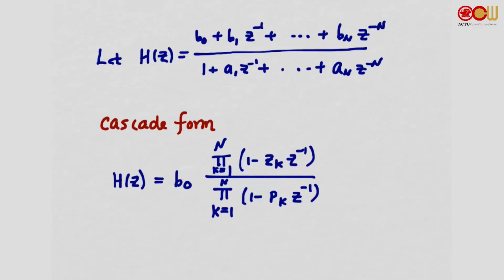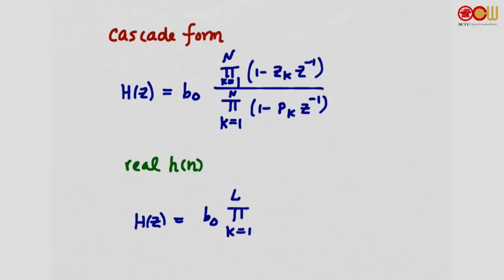One possible way to do this is to use the cascade form. To use such a form, we factorize H for the numerator. Suppose the zeros of H are zk, k goes from 1 to n, and the poles are pk, k goes from 1 to n. We factorize the denominator and the numerator, and we pull out the coefficient b0. And now we have H(z) in factorized form. Now we have n first order systems, and we can implement these n first order IIR systems in cascade form.